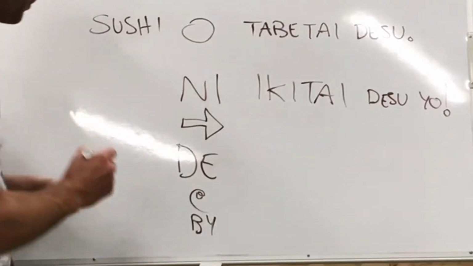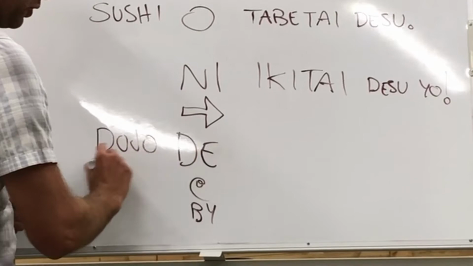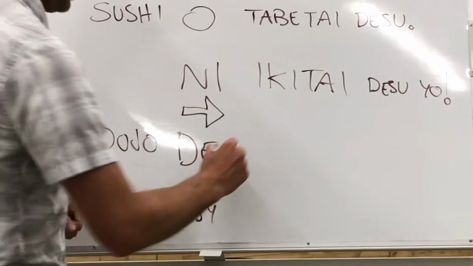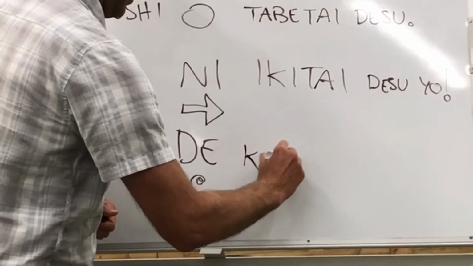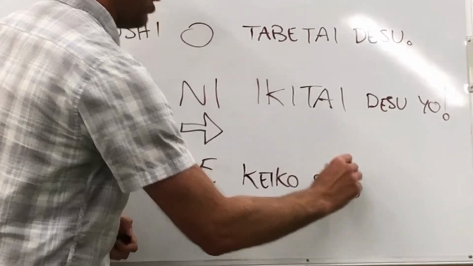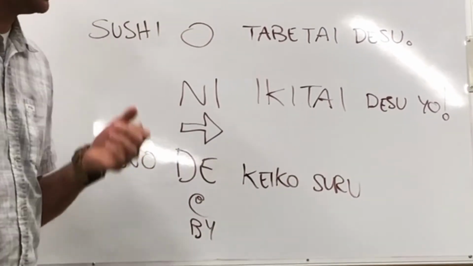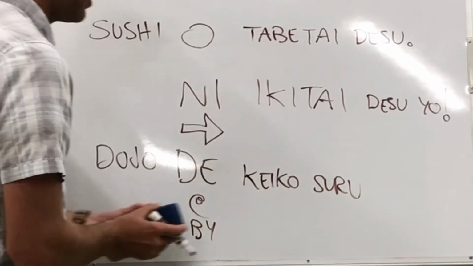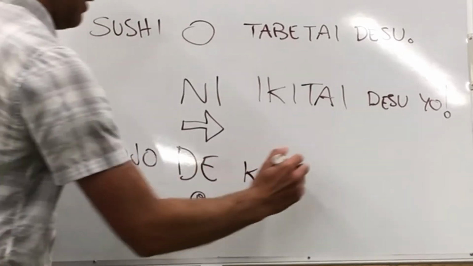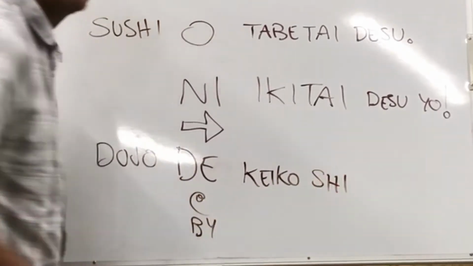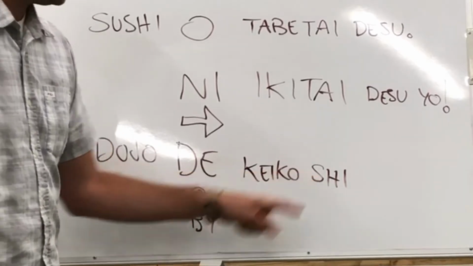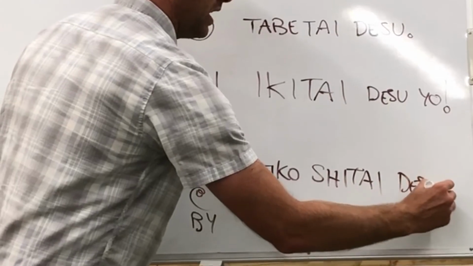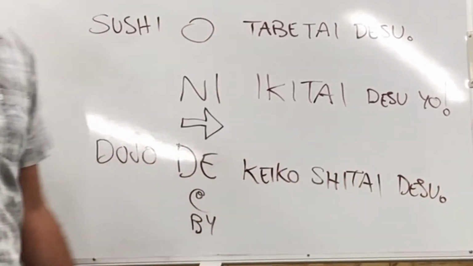So, dojo de, keiko shitai desu. Keiko suru is to train. Suru, we know, is our irregular verb that is used for a lot of things, lots of nouns, attach suru to make it a verb. So base 2 of suru is shi. If that didn't come too quickly, again, go back and watch lesson 4. Keiko shi, add tai, make it polite with desu, keep it informal without using desu. You can just leave it off if you're being informal.